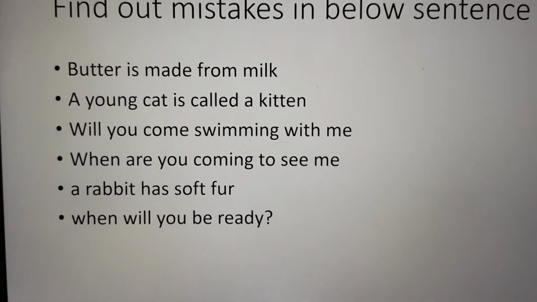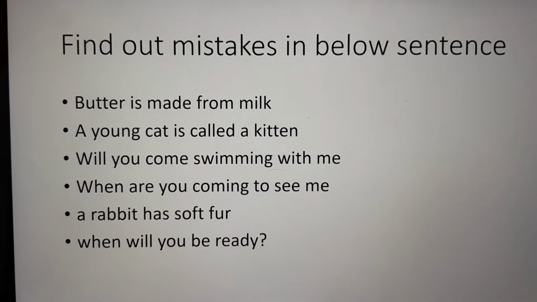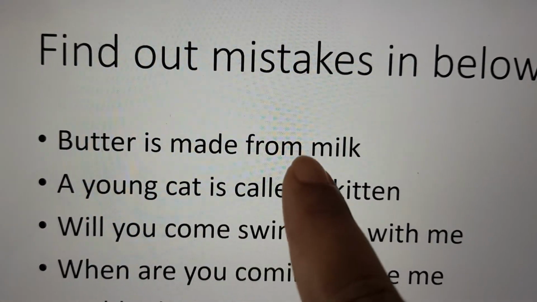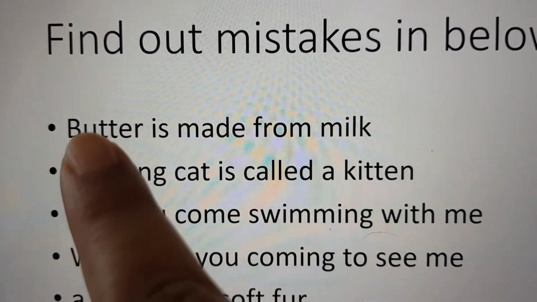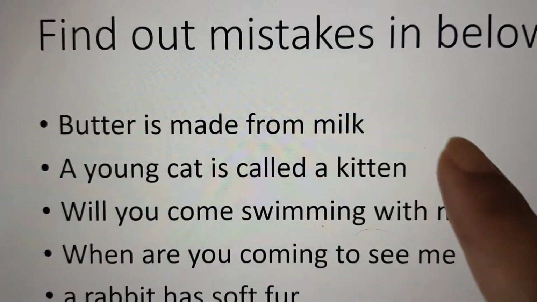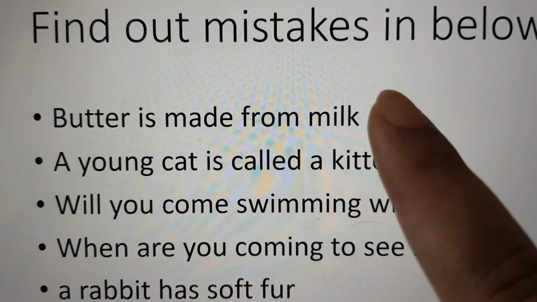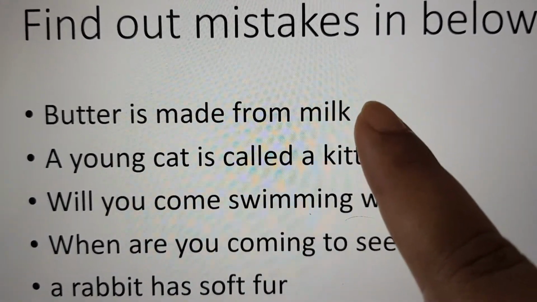Okay? See, here are some sentences where there are some mistakes. You have to find out what the mistake is. Butter is made from milk. See, what is the mistake here? The sentence begins with a capital, it's correct. But there is no punctuation mark. There is no full stop. There is no question mark. So, you have to put a full stop after this sentence.